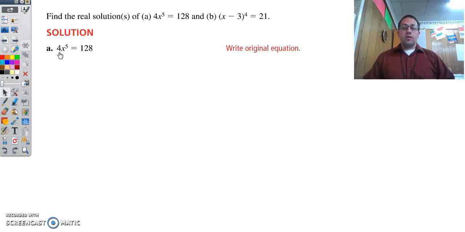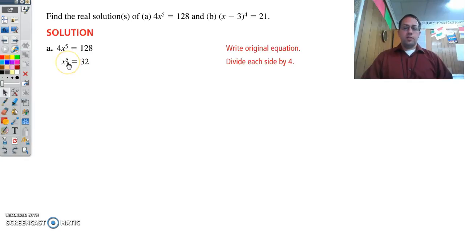First thing we're going to get rid of is that 4. This is 4 times x to the 5th, so we're just going to divide by 4, same thing we've done for years, right? So we divide both sides by 4, and we get x to the 5th equals 32.